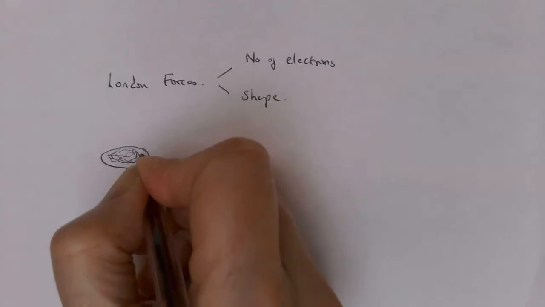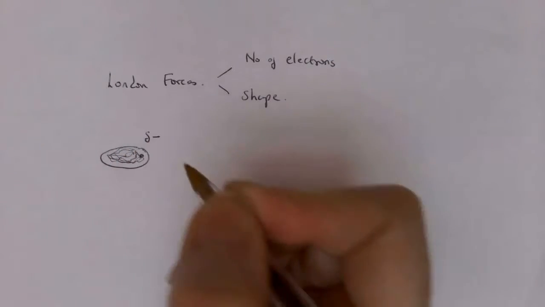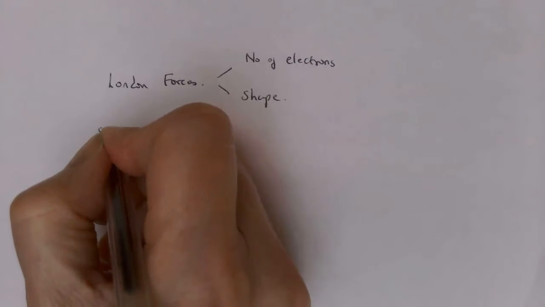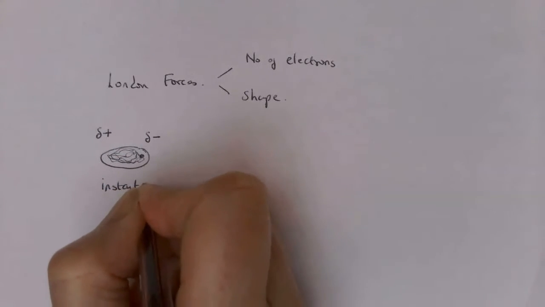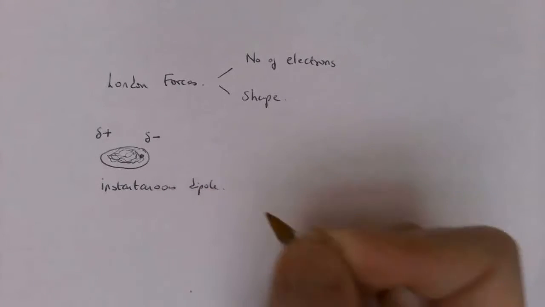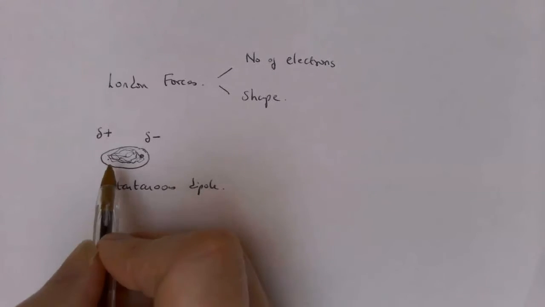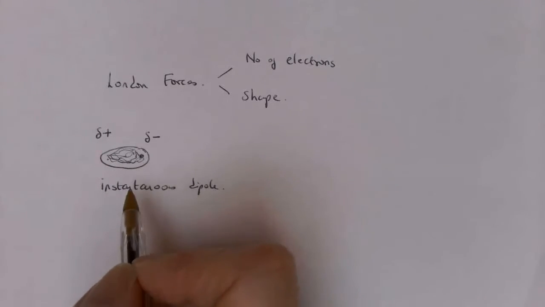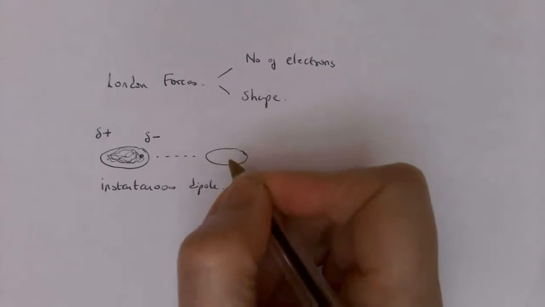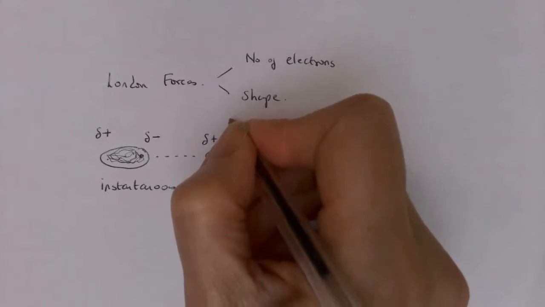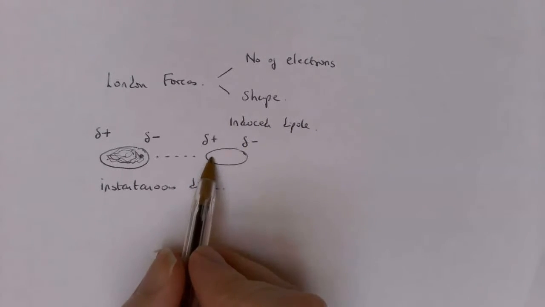At any one point, that electron might be up one end of the molecule, in which case this end temporarily becomes delta negative, and this end becomes temporarily delta positive. This is what we call an instantaneous dipole. It's not a permanent feature because the next second, or even nanosecond or femtosecond, the electron could be over the other side. But it is at that particular moment in time a dipole, and this is why it's called an instantaneous dipole. This can then induce a dipole in an adjacent molecule, and this is why we call it the induced dipole. And there is a force of attraction between these two molecules.